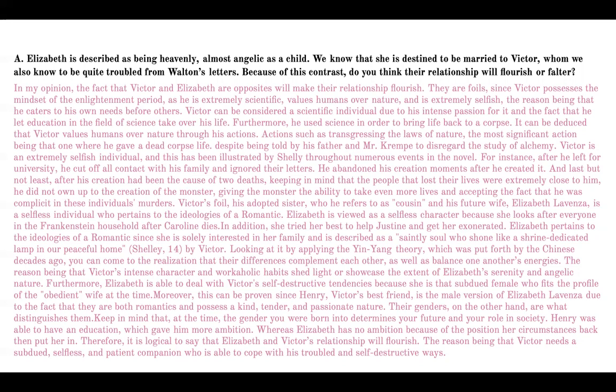And basically, Victor and Elizabeth can have the law of yin yang in physics applied to them because they are opposites, which can make them completely combined together, making them a good relationship as their differences in personality balance each other. So in my opinion, the fact that Victor and Elizabeth are opposites will make their relationship flourish. They are foiled since Victor possesses the mindset of the Enlightenment period, as he's extremely scientific, values human over nature, and is extremely selfish. The reason being that he caters to his own needs before others.